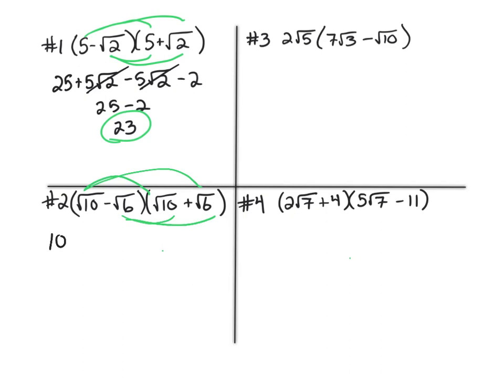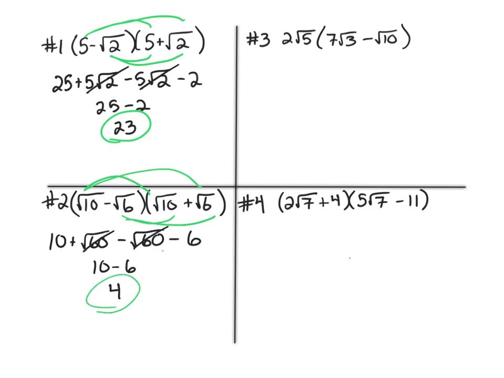And then the square root of 10 times the square root of 6, we have the square root of 60, or 10 times 6. Then I got to distribute the negative square root of 6 times the square root of 10. Negative times a positive is a negative, square root of 60. And then negative root 6 times positive root 6, negative times a positive is a negative. Root 6 times root 6 is just the number 6. Then we start combining like terms. Root 60 minus root 60 is 0. So I'm left with 10 minus 6, which is the number 4.